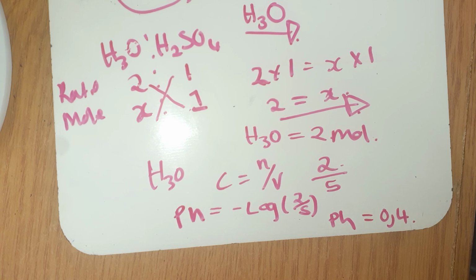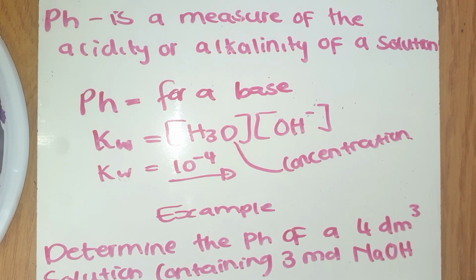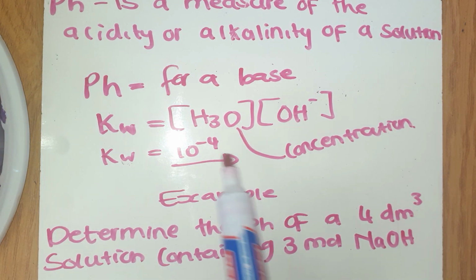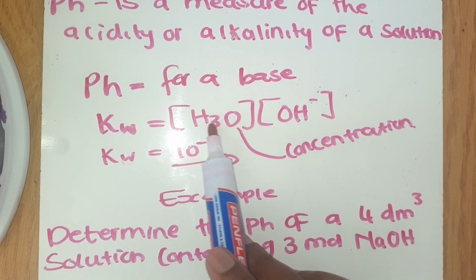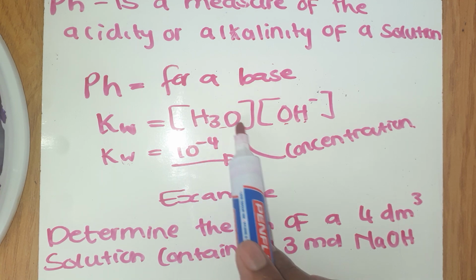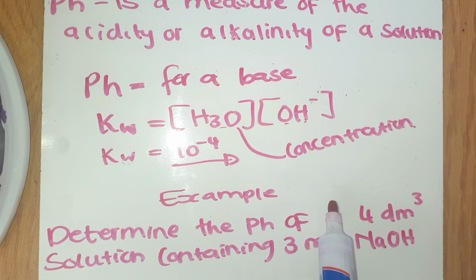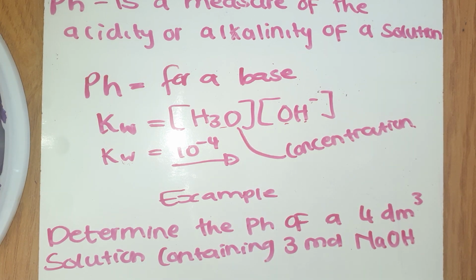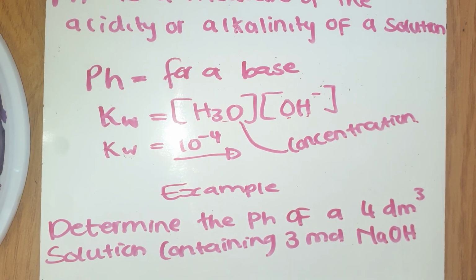And now we will do the pH for a base. So let's look for the pH of a base. A base does not react with water, guys, so keep that in mind. So we're going to have concentration over H3O over OH. So we need H3O to be able to calculate pH, right? So we are going to use this formula here to calculate that.